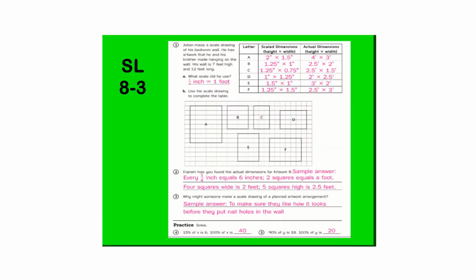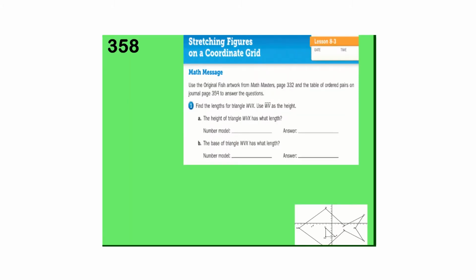Okay, now for today's lesson, starts on page 358. Use the original fish artwork, and I have that below. I'll stretch it up here in a minute so you can see it better. And the table of ordered pairs on 359 to answer these questions. We're going to find the lengths for triangle WVX. WV is the height. So we're going to find the height and the length.